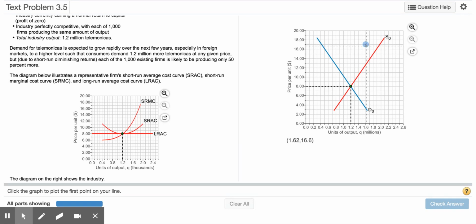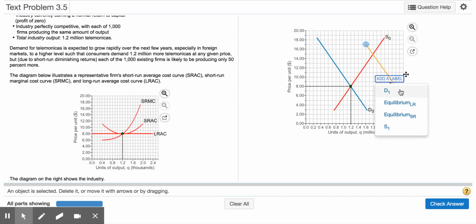Now we connect this with the point where the price is 8, the quantity should be 2.4. Not sure if I can exactly get it there, but this should be enough. Okay, this is the new demand curve.